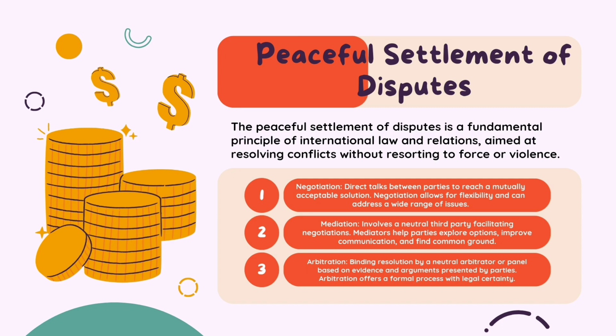Negotiation allows for flexibility and can address a wide range of issues. Mediation involves a neutral third party facilitating negotiations. Mediators help parties explore options, improve communication, and find common ground. Arbitration: binding resolution by a neutral arbitrator or panel based on evidence and arguments presented by parties. Arbitration offers a formal process with legal certainty.